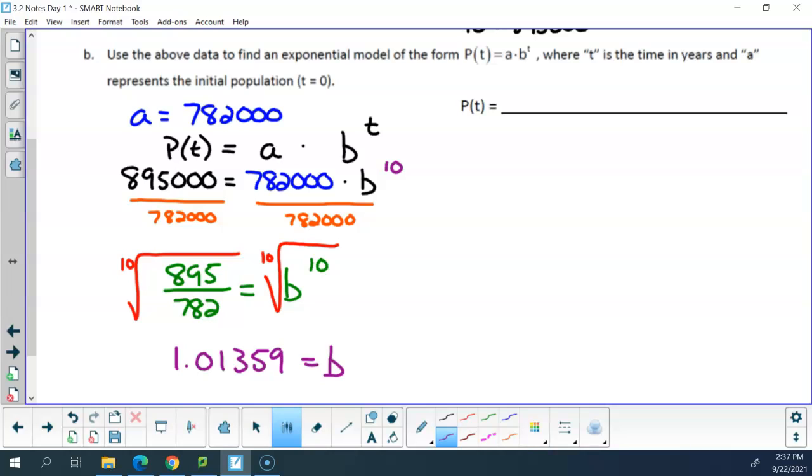Now, can we make a model? So P of t is equal to what? 782,000 times 1.01359 to the t power, because t was our defined variable. Okay?